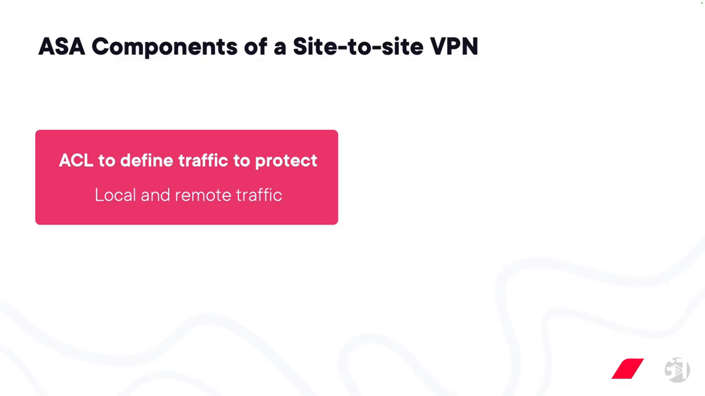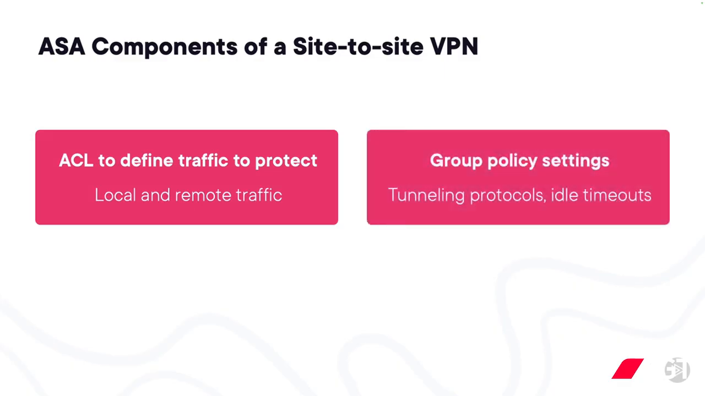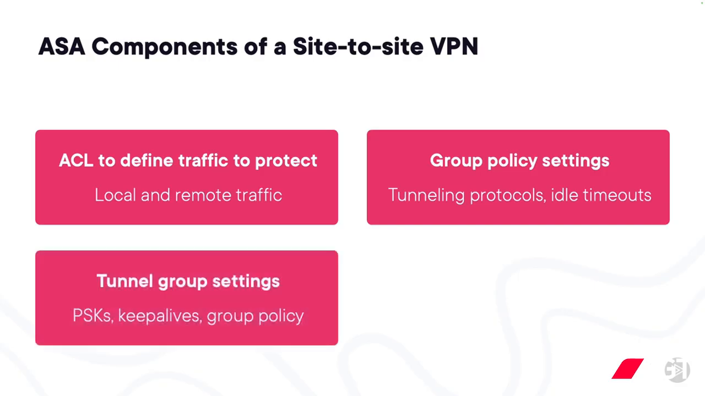in the VPN configuration. Next, the VPN needs to reference group policy settings for the VPN. These settings can specify the tunneling protocols, idle timeout settings, and the maximum connection time for the VPN. If the group policy doesn't specify these values for a particular VPN, then the VPN will just use the global defaults. You also need to specify the tunnel group settings. This tells the ASA what type of VPN it is, what the pre-shared keys are if you're using them, as well as the keep alive metrics. It also is what ties the group policy settings to the VPN.